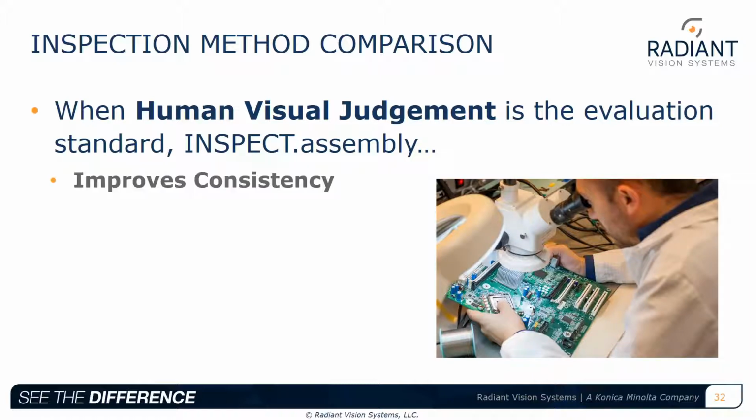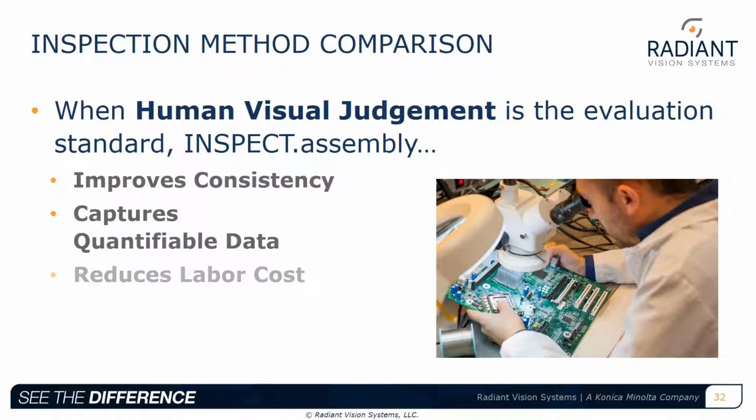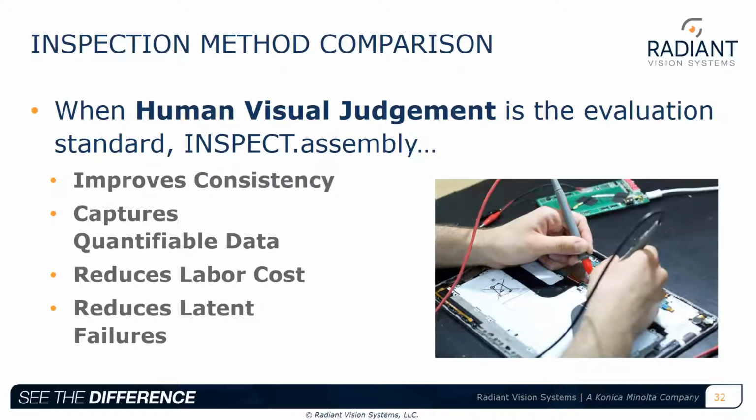Compared with human inspectors, INSPECT.assembly can handle greater complexity than a human with consistent and objective results, all while gathering quantifiable data. INSPECT.assembly is faster and more reliable than human inspectors. This results in higher quality out the door and cost savings due to reduced labor.